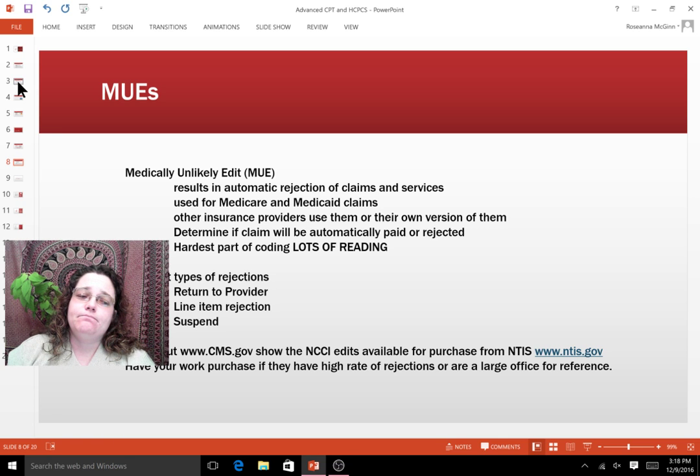So sometimes it goes back to the provider just for a glance to make sure. Maybe there was a problem with the way they put in the record something and it was unclear to the coder, so the coder didn't pick the best code. And so it might have been on one of these medically unlikely edits. Maybe they made an error in addition to that.